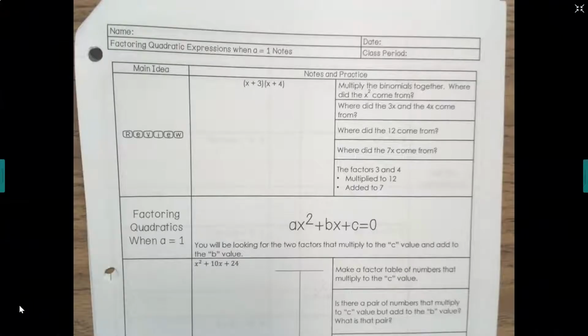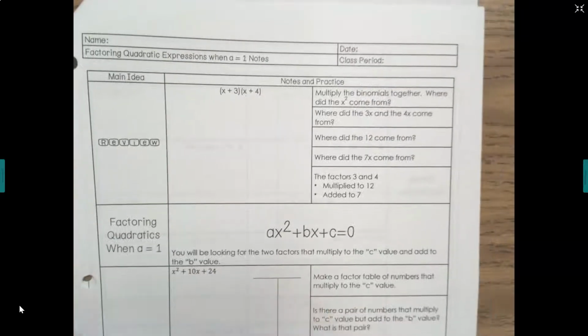Welcome to this video on factoring quadratic expressions when a equals 1. By the end of this video, you should be able to remove a GCF from a polynomial expression before you factor it. You should be able to find a factor pair that multiplies to c but adds to b. And you should be able to write a polynomial expression as the product of its factors. Alright, so let's take a look at what this looks like.